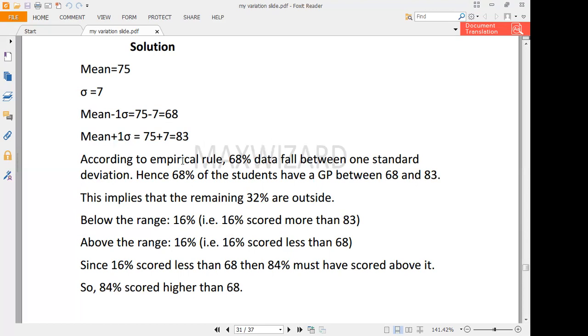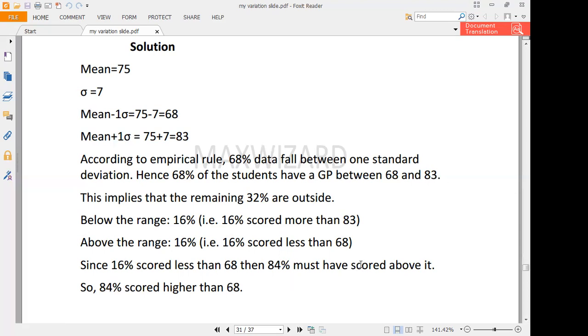If you check here, those people that score between these two marks are 68%. Those people that score above them are 16%. So you can add 16 to 68, and that will give you 84%. In that case, we can say 84% of them are going to score higher than 68.